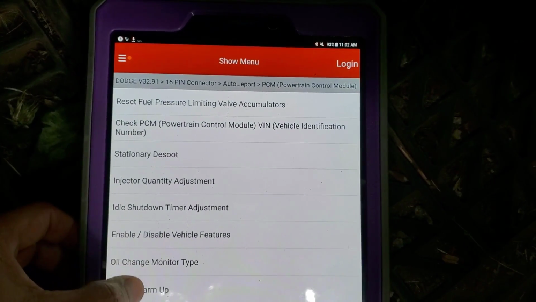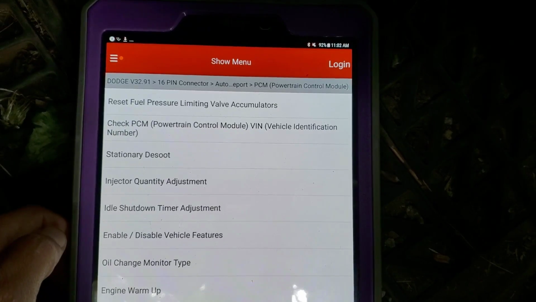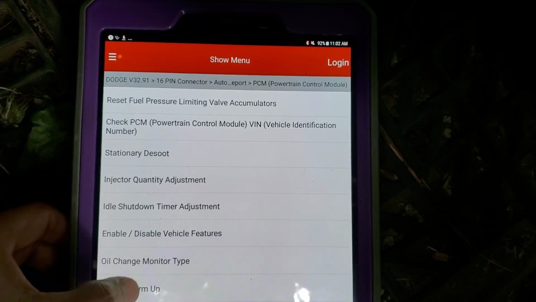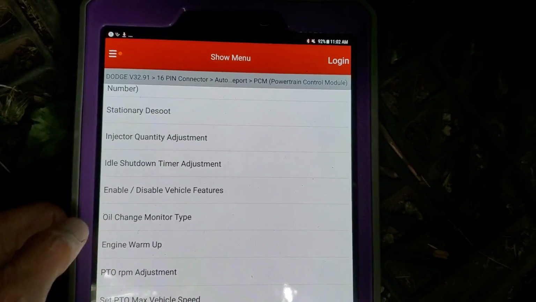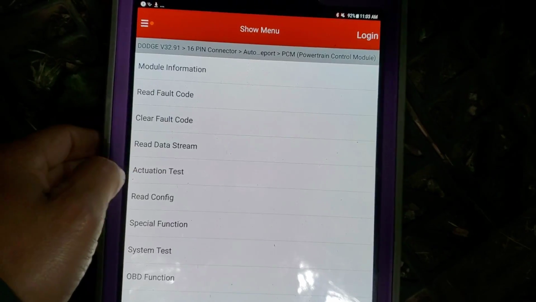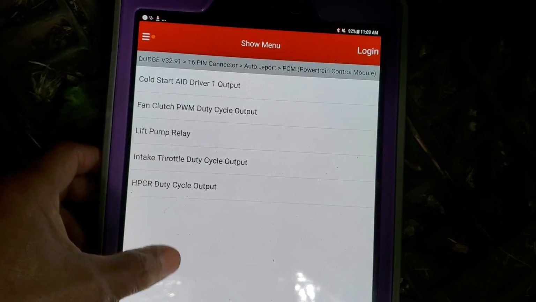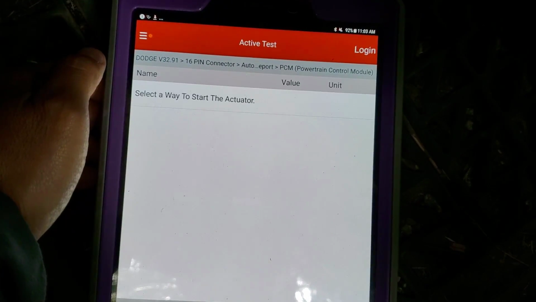Okay, it's not here. What? Reset stationary. Actuation test. Right here, cooling fan output, that one. Okay, let's go under the hood.